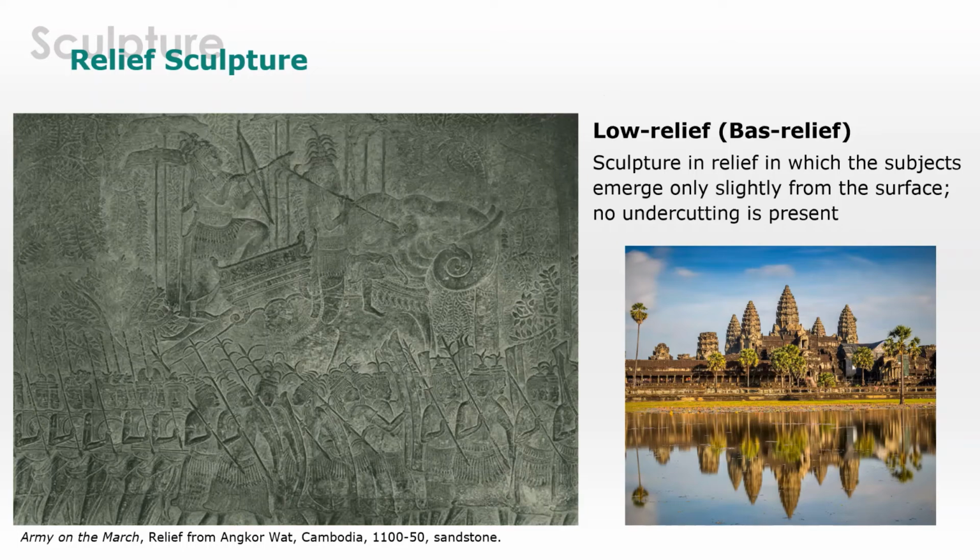In low relief or bas-relief sculpture, the projection from the surrounding surface is slight. As a result, shadows are minimal. Some of the world's most finely crafted low-relief sculptures are found at the Temple of Angkor Wat in Cambodia. The vast temple complex was the center of the Khmer Empire in the 12th century. Here, Khmer kings sponsored an extensive program of sculpture and architecture.